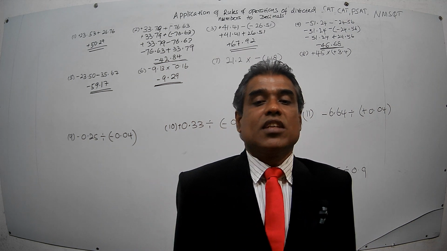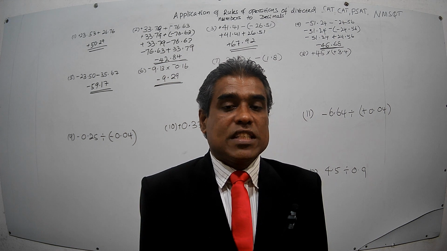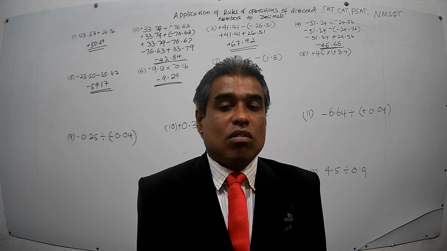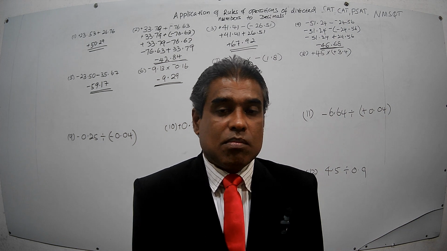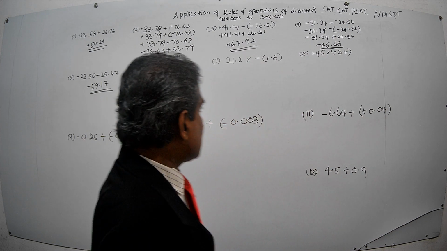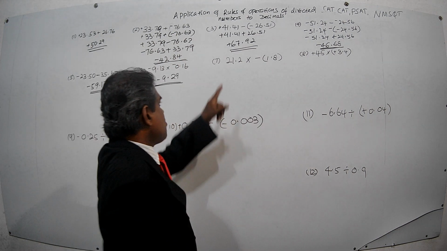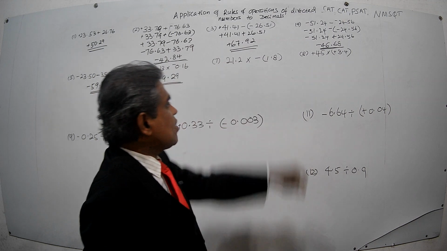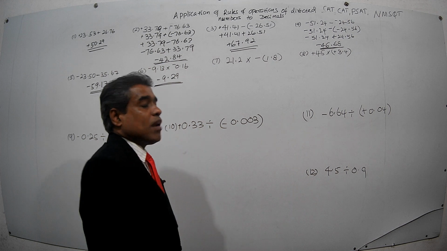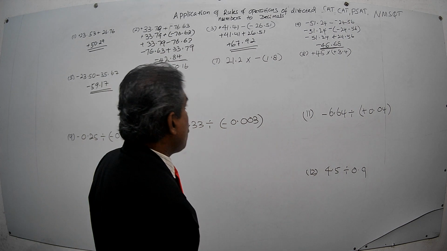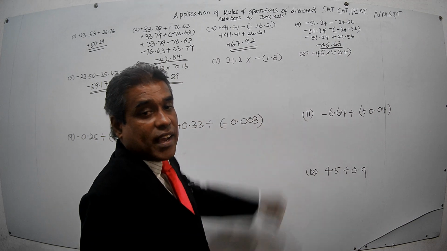When two numbers of different signs are multiplied, the answer is always negative. If two numbers of the same sign are multiplied, the answer is always positive. When two numbers of different signs are multiplied, the answer is always negative. That is the rule. Then we come to this one. Here we have to multiply two numbers of different signs. Here one number is plus, the other one is minus, negative. Then you multiply and put the negative sign, because when you multiply two numbers of different signs, the answer is always negative, right?